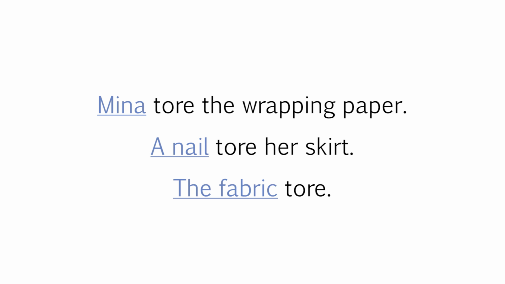In the second sentence, the nail is sort of responsible for the tearing, but certainly it doesn't choose to make it happen. And in the third sentence, the fabric is the thing that the tearing happens to, not the participant that makes the tearing happen. So even though all three of these noun phrases are subjects, they don't all share semantic properties.